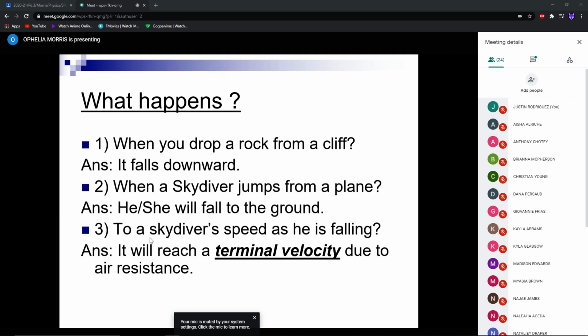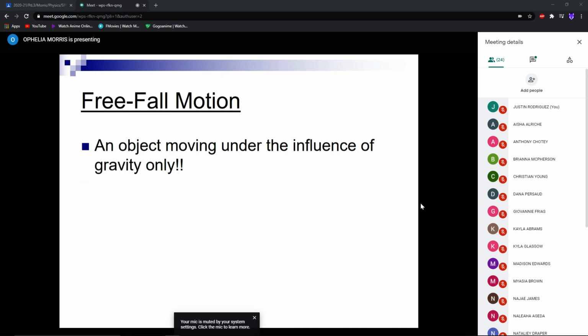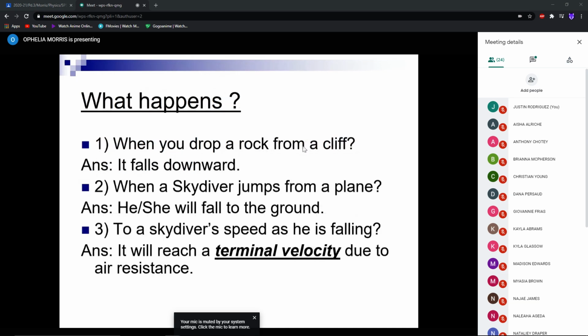All right, guys. So I'm gonna start explaining, right? It says, what happens when you drop a rock from a cliff? It falls downward, right? So it's pulling down. My daughter knows this. Does anybody know the force that pulls something downwards? It always pulls you down. Gravity, right?